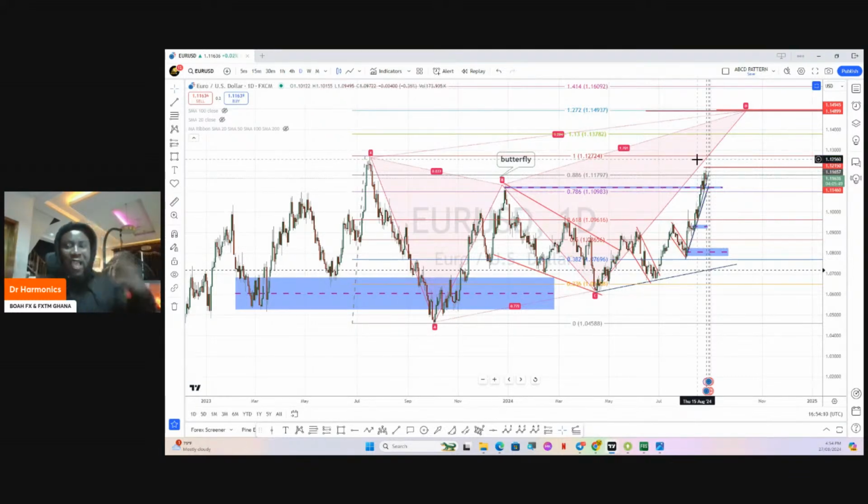On the higher time frame, we are expecting DXY to actually drop. So we are looking for a harmonic pattern that is sending Euro USD to the top as a result of DXY declining.